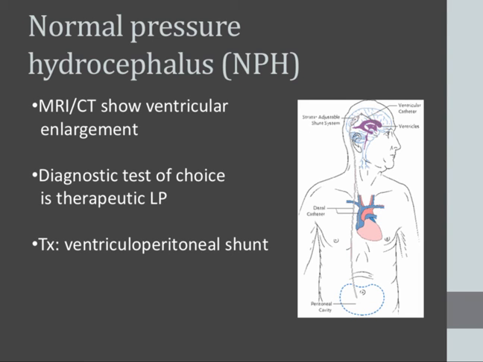When we place these, we'll cut a flap in the scalp. A small hole will be drilled into the skull, and a little catheter is put into the ventricle of the brain, and then we tunnel that catheter under the skin behind the ear, down the neck and chest, and into the peritoneal cavity.